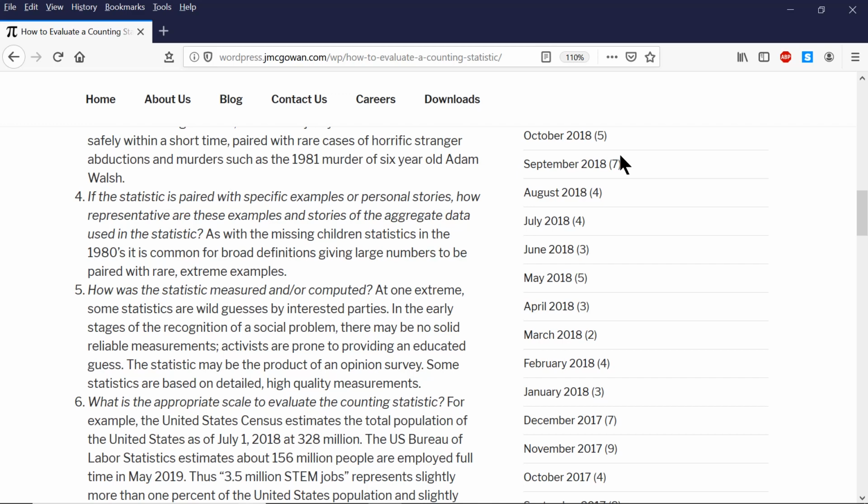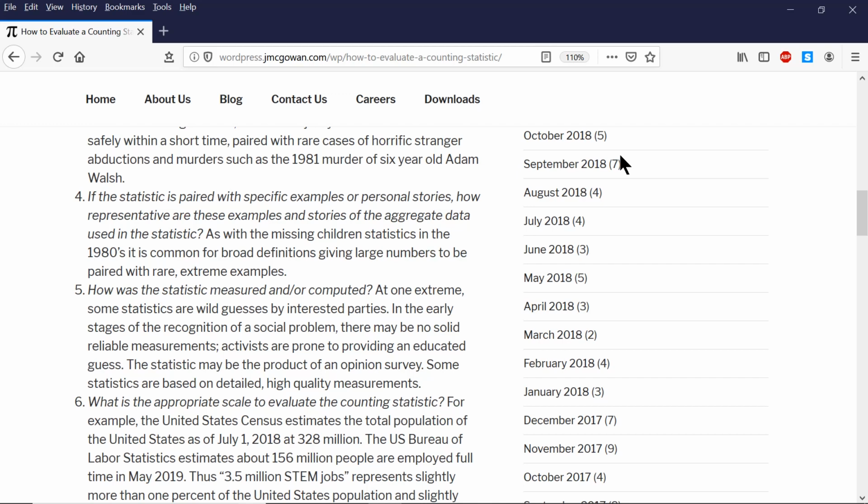How is the statistic measured or computed? That's not always clear, and in fact, some statistics turn out to be a number that somebody just kind of said. Well, what do you think is the number of homeless people in the United States? 3 million, right? It doesn't necessarily have a basis. It could just be based on some activist or interested party or official who's not really thinking about it. That does happen and has happened.